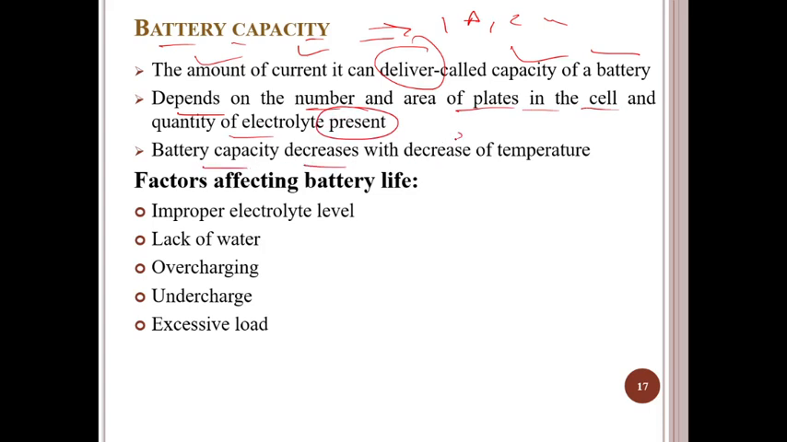Battery capacity will decrease as the temperature decreases. As the temperature continuously decreases, the capacity of the battery also decreases. Now, the factors affecting battery life: improper electrolyte level, lack of water, overcharging, undercharging and excessive load. So these are the parameters affecting the battery life here.